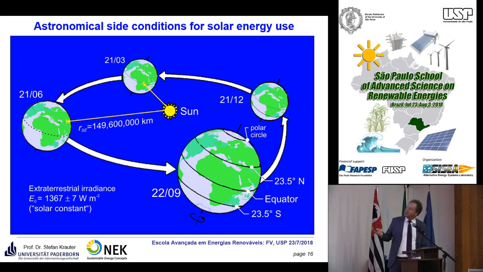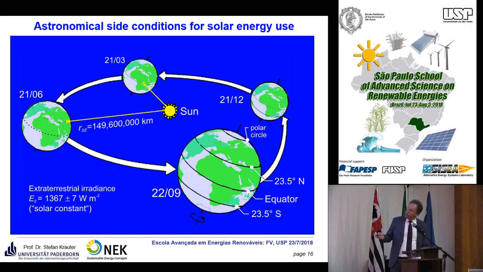Then we have two other dates which are really important. This is the 21st of March. There the sun is exactly perpendicular over the equator. At that date, all cities in the world receive 12 hours of sunlight and 12 hours of night. This is called equinox. The same occurs here on the 22nd. It's not totally symmetrical because it's the 22nd of September. Again the sun is shining perpendicular on the equator, and we have 12 hours daylight and 12 hours nighttime in all parts of the world.